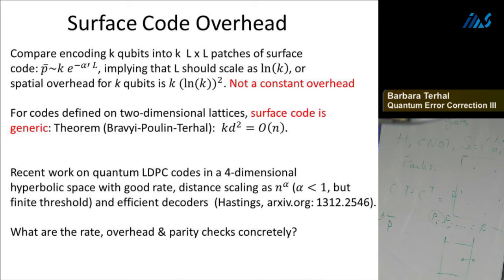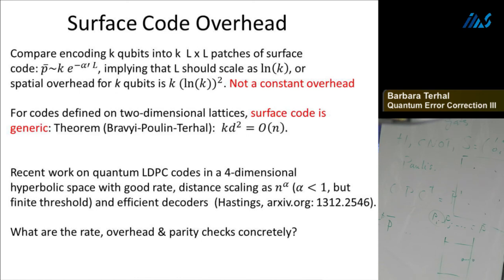And in general, what we've proved is that for two-dimensional stabilizer codes defined on two-dimensional lattices, the surface code is generic in terms of a trade-off between the total number of qubits. So let's imagine I want to encode k qubits into n, and I want them to have distance d. And we can prove that for general stabilizer codes on two-dimensional lattices, we'll have this relation.